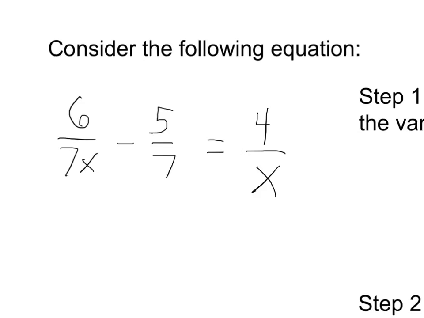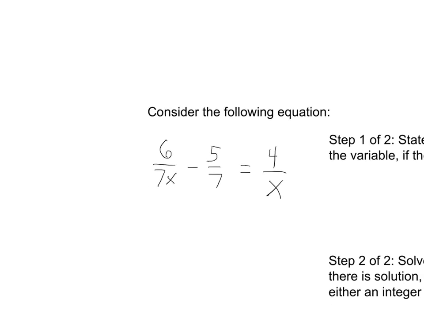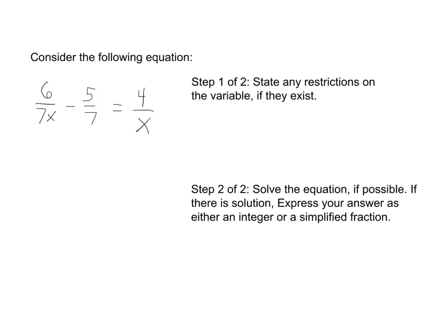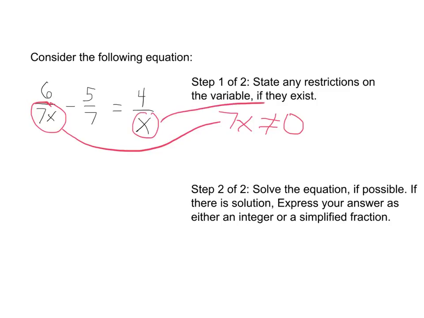Next up, 6 over 7x minus 5 over 7 equals 4 over x. We do have some variables in the denominator, so that means we will have a restriction. So for step 1, state any restriction on the variable if they exist. So here, 7x cannot be equal to 0. And then also x cannot be equal to 0. So there we've got one restriction.